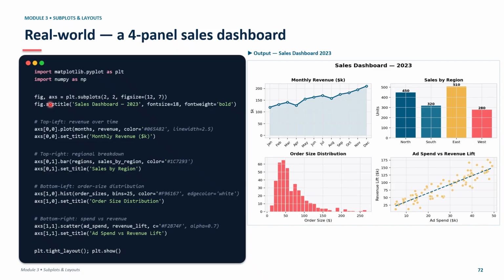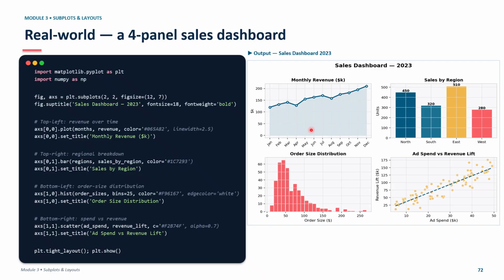You can see that figure comma axis is plt.subplots, which will create a subplot of 2 rows and 2 columns with a figure size of 12,7, and fig.suptitle. The suptitle makes the complete title for these entire charts, which is going to be Sales Dashboard for 2023. And you've got 4 panels, each answering a different question.